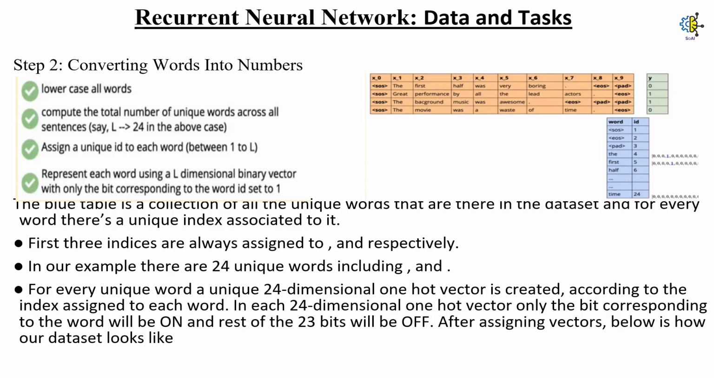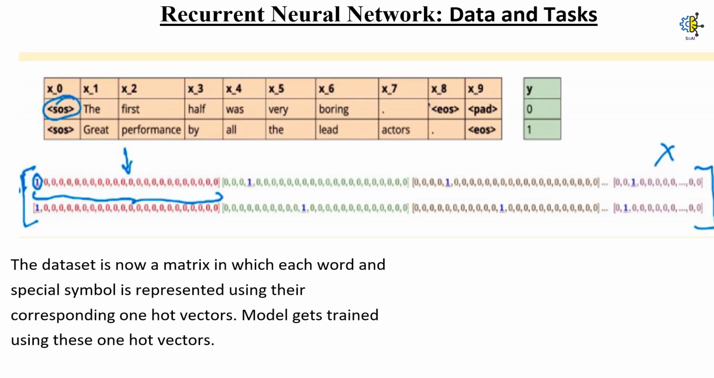In our example, there are 24 unique words including SOS, EOS and PAD. For every unique word, a unique 24-dimensional one-hot vector is created, according to the index assigned to each word. In each 24-dimensional one-hot vector only the bit corresponding to the word will be on, and the rest of the 23 bits will be off. After assigning vectors, below is how our dataset looks. The dataset is now a matrix in which each word and special symbol is represented using their corresponding one-hot vectors. Model gets trained using these one-hot vectors.